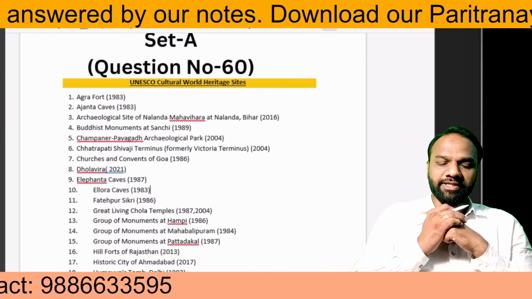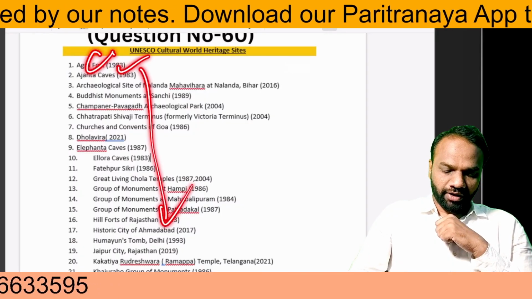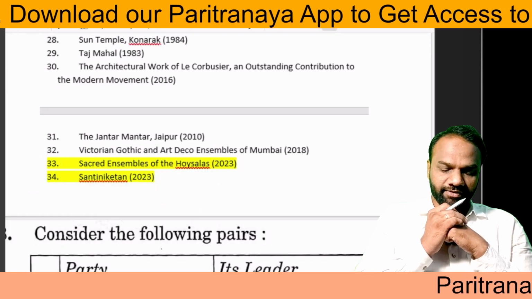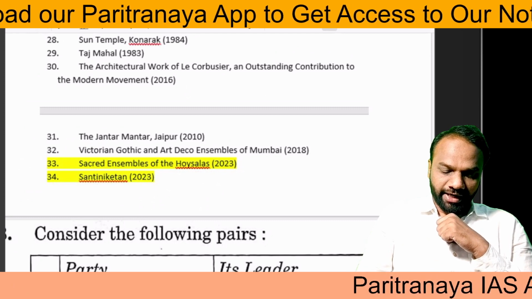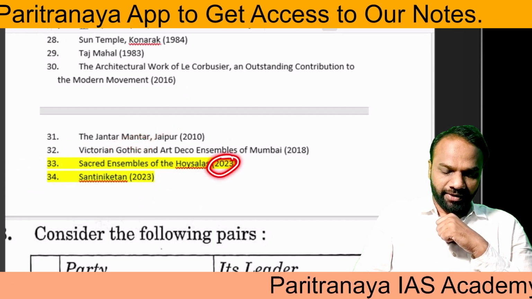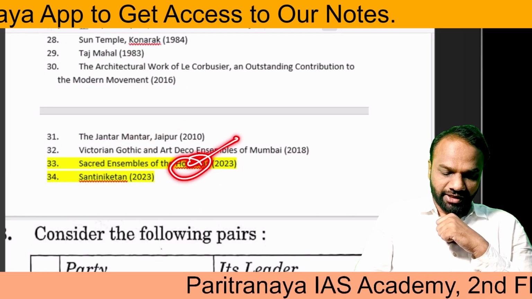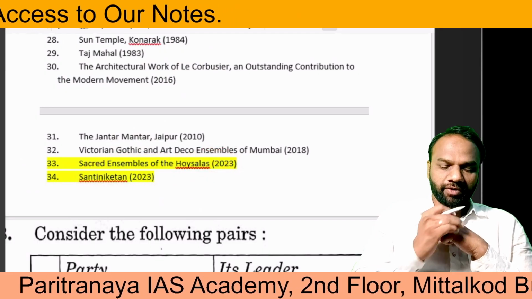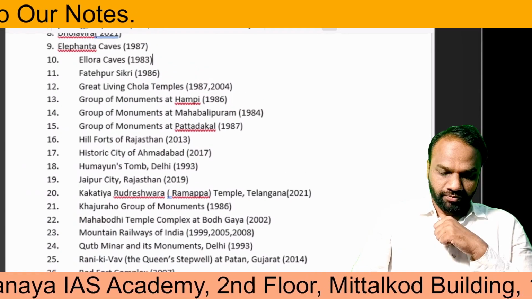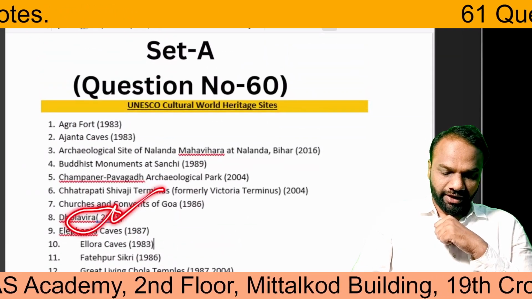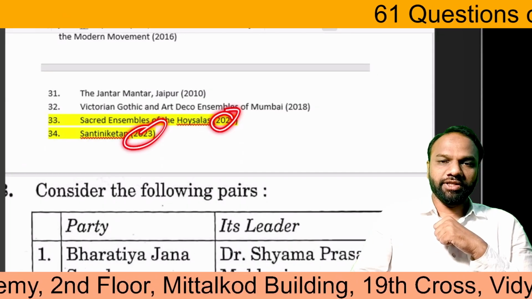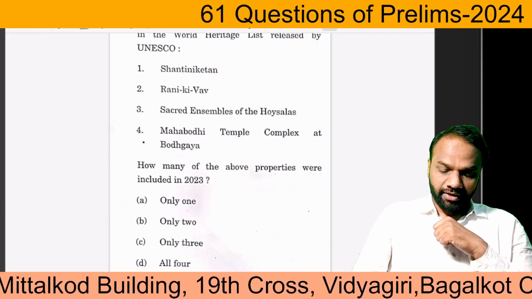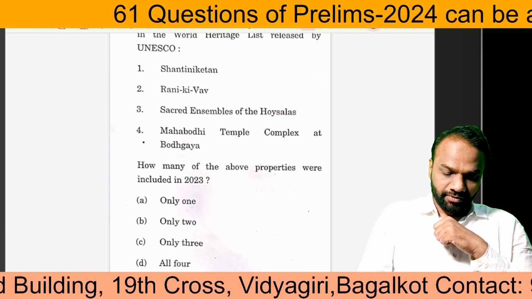UNESCO Cultural World Heritage Sites: Agra Fort 1983 and so on. Many sites have been added. In total, there are 34 sites from India which are part of the UNESCO World Heritage Sites. If you look here, in 2018 Victorian Gothic was added, and after that in 2023, the Sacred Ensembles of Hoysala and Santiniketan were added. Dholavira was added in 2021, but now in 2023, these two are added. So from this we conclude it is Santiniketan and Sacred Ensembles of Hoysala. So the answer is only 2.